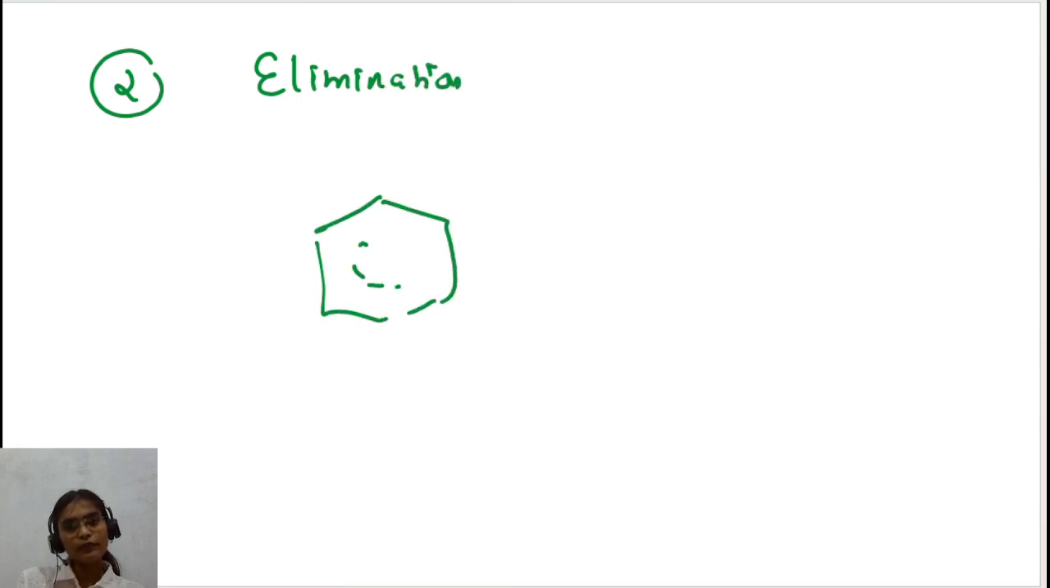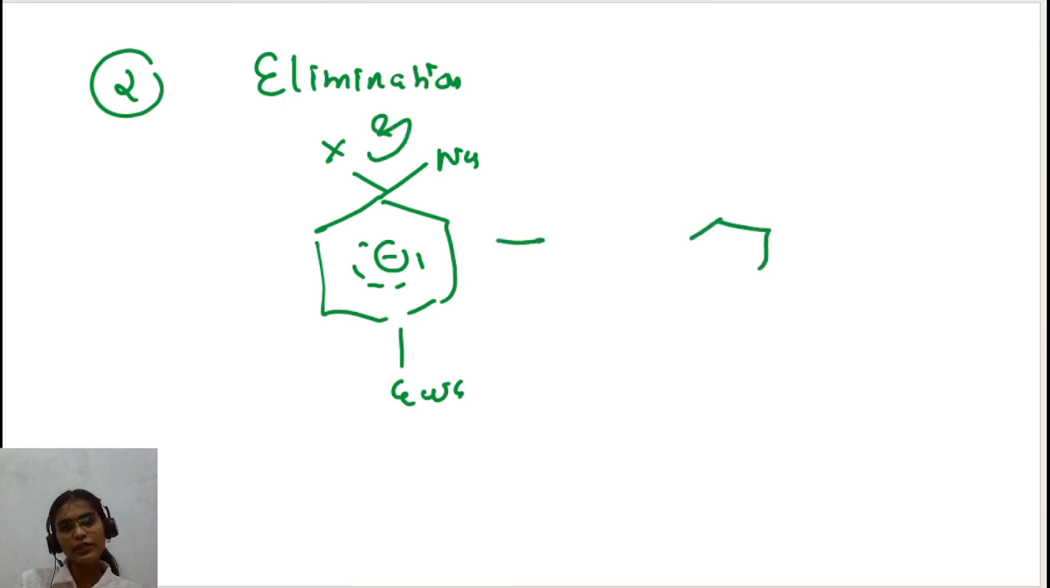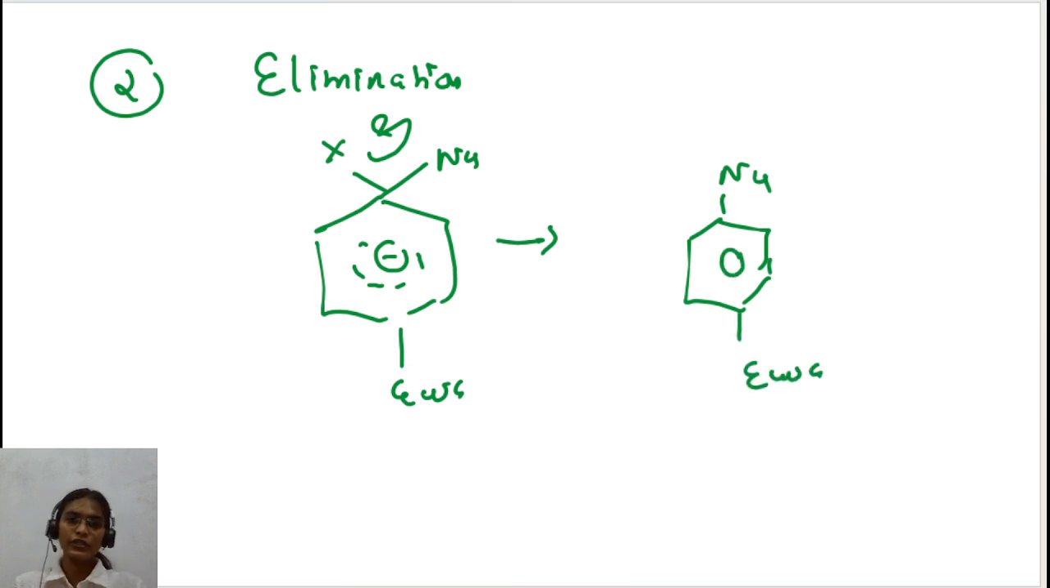Now, this negative charge is basically stabilized. There is some electron withdrawing group, and now this is nucleophile and this is halogen. Okay, so the halogen leaves. And what we are getting finally is that only the nucleophile group is connected here. So this is the mechanism: first of all addition, then elimination.